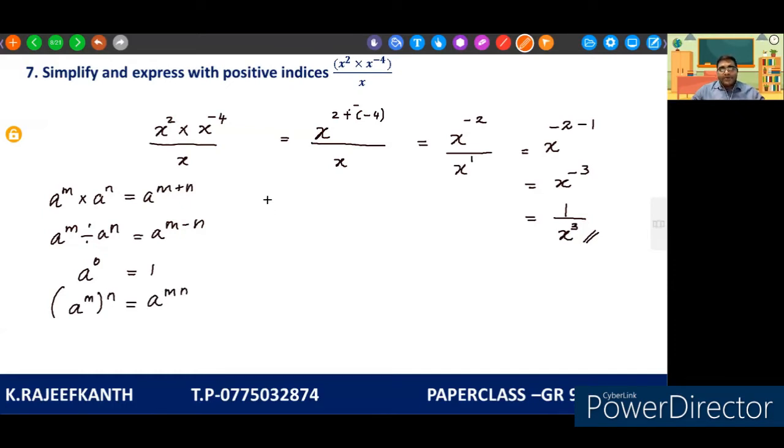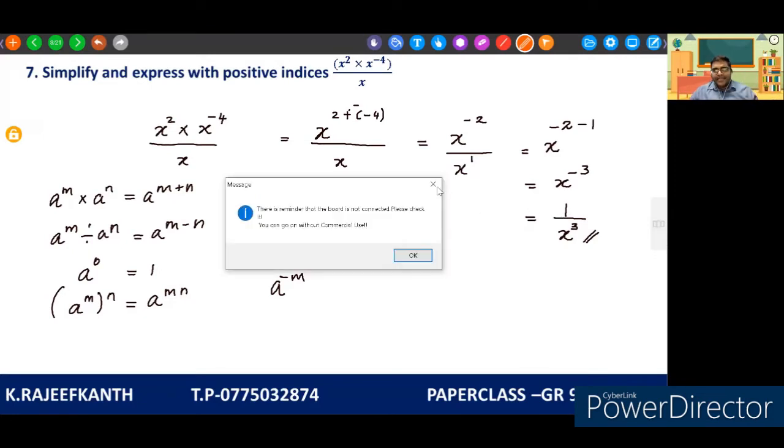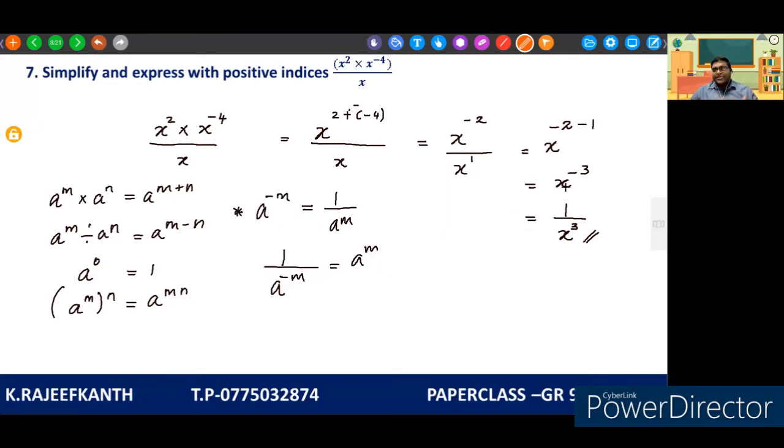Then a to the power minus m is equal to 1 over a to the power m. Or we can write 1 over a to the power minus m is equal to a to the power m. Here, this is the fifth law. A to the power minus m is equal to 1 over a to the power m. So if we write the reciprocal of this power, then it changes to a positive index, right? So x to the power minus 3 we can write as 1 over x to the power 3.